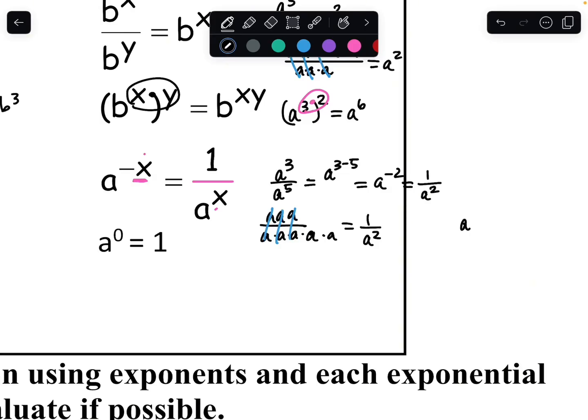And likewise, if you see a negative exponent on top of a fraction, say there was like a b on bottom, you would move that a to the bottom and then make that 3 positive.